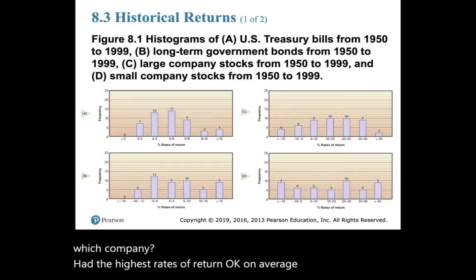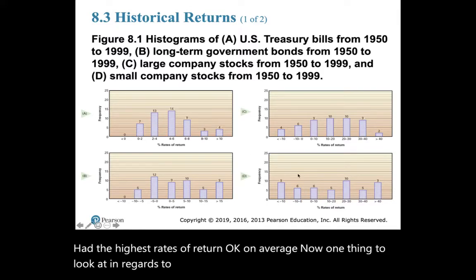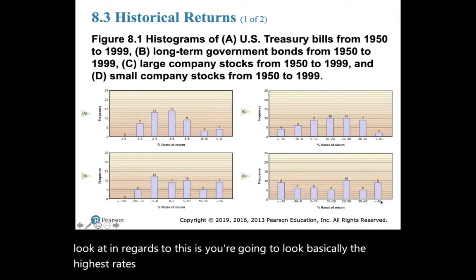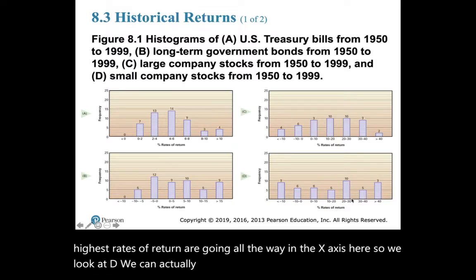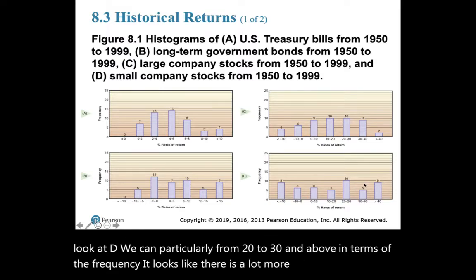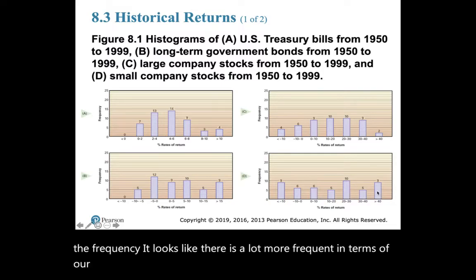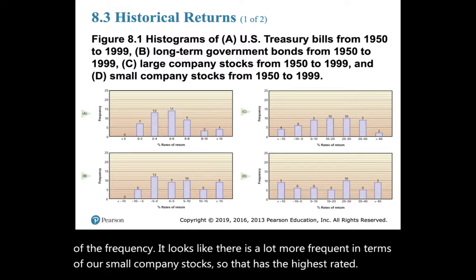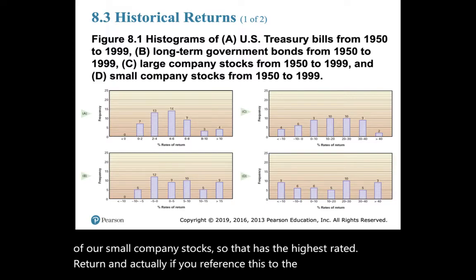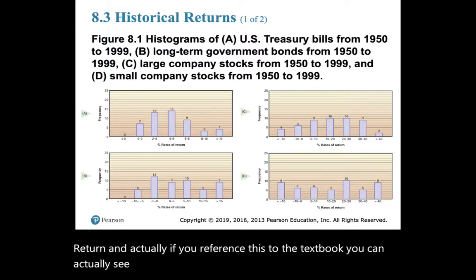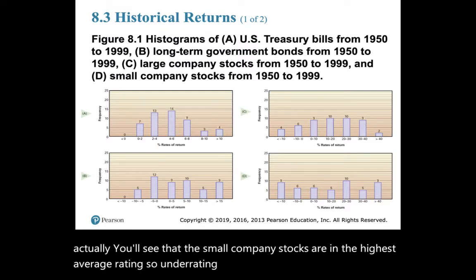Now, one thing to look at in regards to this is that the highest rates of return are going to be all the way on the x-axis here. So if we look at D, we can actually see, particularly from 20 to 30% and above, in terms of the frequency, it looks like it's a lot more frequent in terms of our small company stocks. So that has the highest rate of return. And actually, if you reference this to the textbook, you'll see that the small company stocks earn the highest average rating. They earned a rating of about 17%.